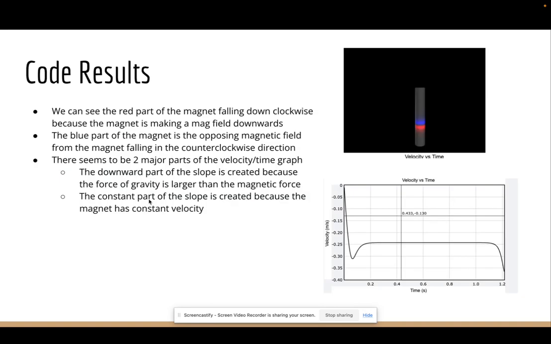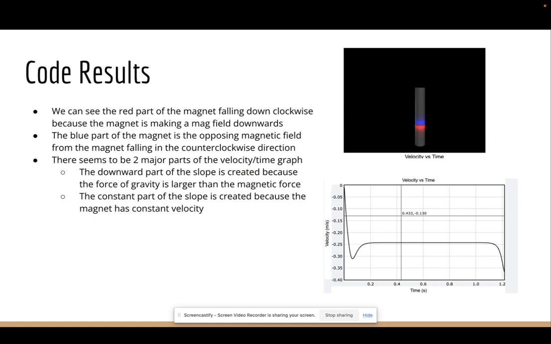And some results. So looking at the picture in the top right, we can see the red part of the magnet falling down clockwise because the magnet is making a magnetic field downwards. And then the blue part of the magnet is the opposing magnetic field from the magnet falling and causing it to go in the clockwise direction.